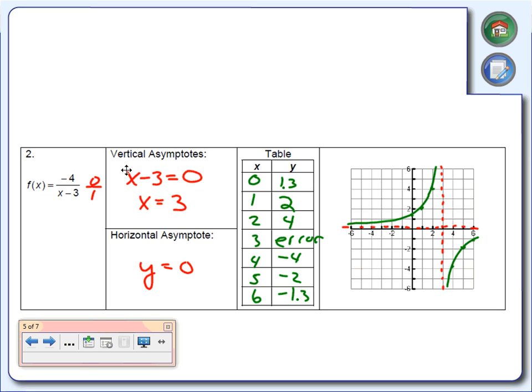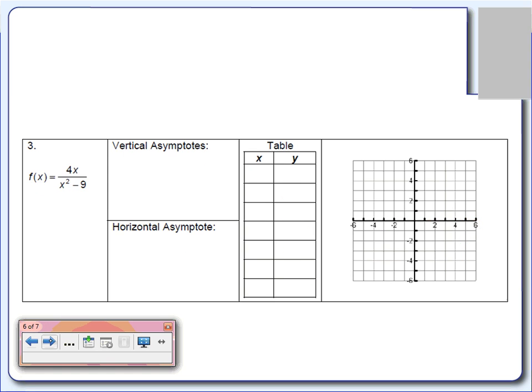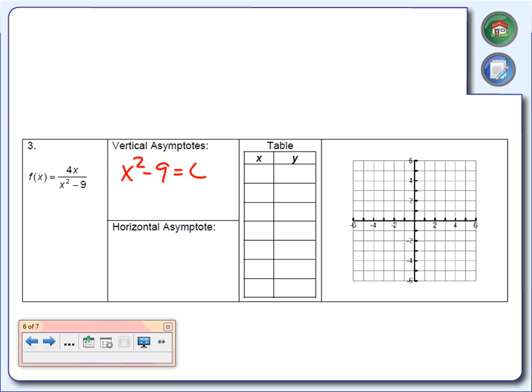So that's number 2. Let's go on to number 3. A little bit different here on number 3. Vertical asymptotes. First, I'm going to go ahead and take my denominator, set it equal to 0, and solve it.